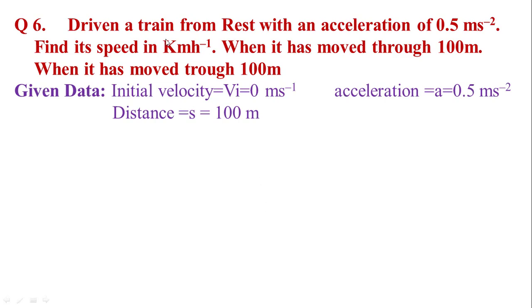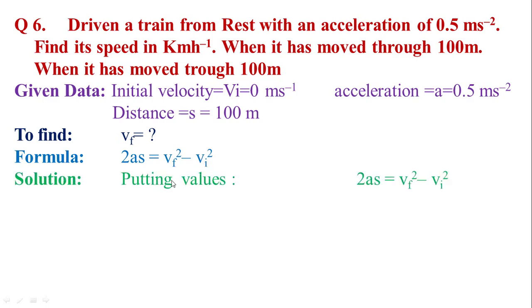Initial velocity: it starts from rest, so initial velocity Vi is equal to 0 meter per second. Acceleration is given as 0.5 meter per second squared, so a is equal to 0.5 meter per second squared. Distance S is equal to 100 meters. To find final velocity Vf, the formula is the third equation of motion: 2aS is equal to Vf square minus Vi square.